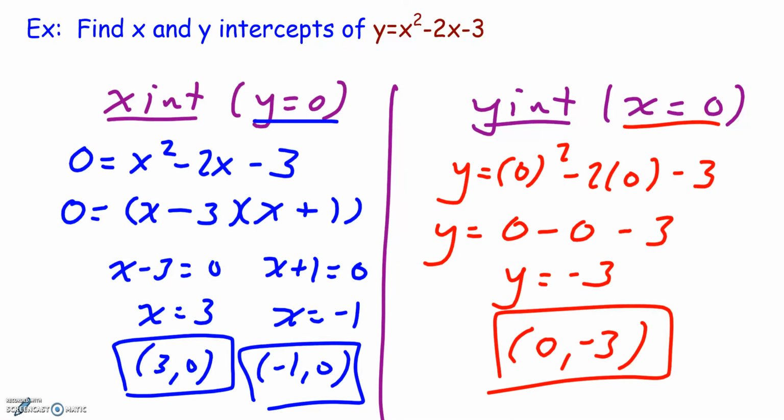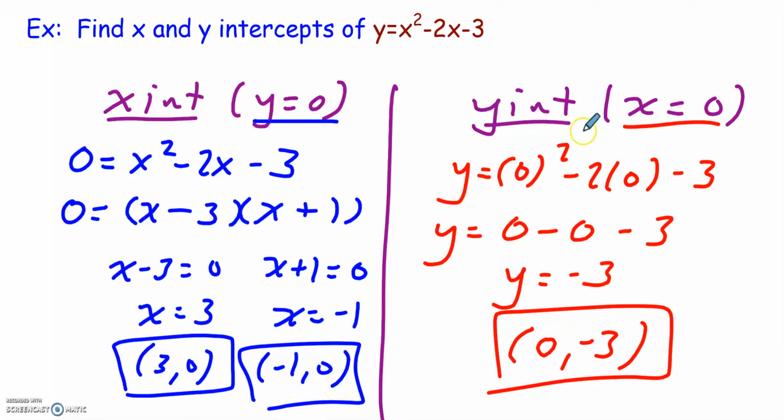All right, so here are my answers. Notice that I wrote all my answers as points because intercepts are always solutions, which are always points. For the x-intercept, I set this quadratic equal to 0 and ended up factoring. 2 numbers that multiply to be -3 and add to be -2 are -3 and 1. Set both these parentheses equal to 0. My 2 x-intercepts were (3, 0) and (-1, 0).